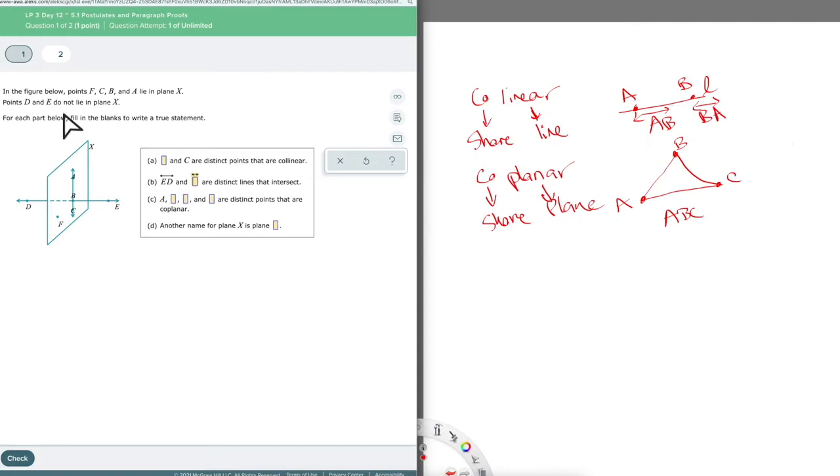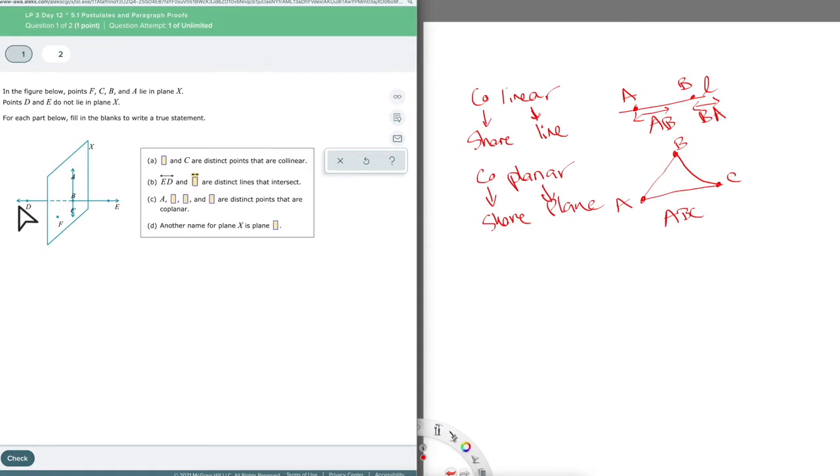So we have in the figure below, F, C, B, and A lie in plane X. So these are coplanar. A, B, C lie in the same plane, so they share a plane. We call that coplanar. Points D and E do not lie in the plane. Think of a piece of paper with a pencil stabbed through it, with the lead on one side and the eraser on the other. The line is going through the plane, not on it.